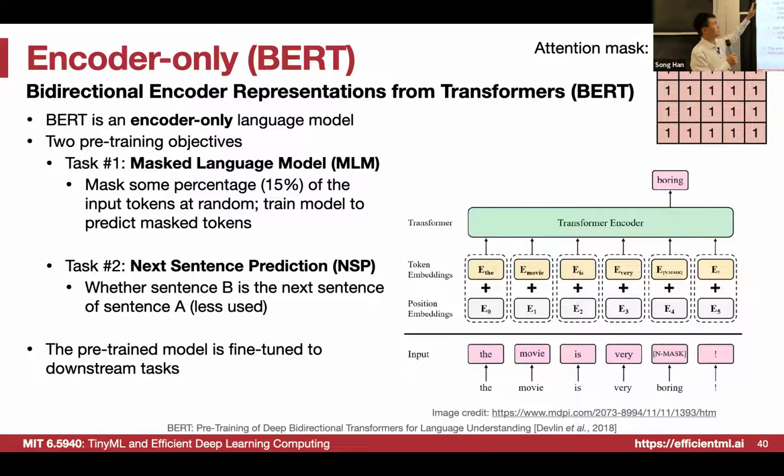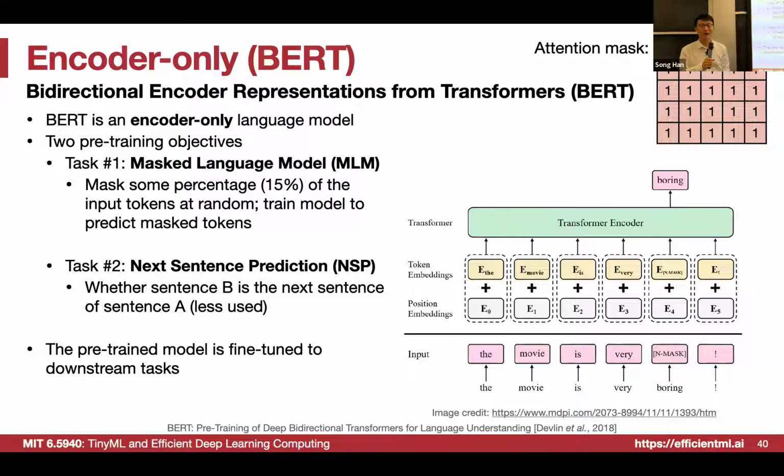Another popular way is using the encoder-only model. The most popular one is BERT, bidirectional encoder representations from transformers. So it's an encoder-only language model. It's trained using one of two objectives. One is the masked language model. The other is next sentence prediction.